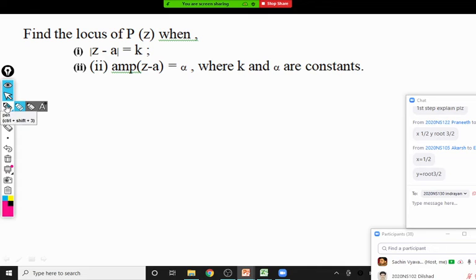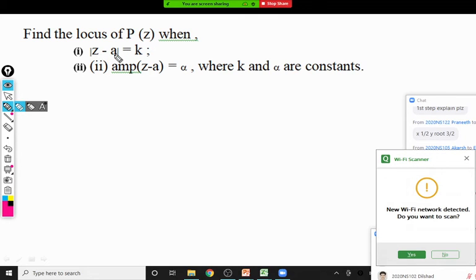Now, the second part is the questions on the locus. The question is: find the locus, that is, the point z which satisfies this equation. We have to find out what curve represents this equation of z. Generally, we have the equation in terms of x and y. We know the standard equations like y equal to mx plus c represents a straight line. Here, we have to check what mod z minus a equal to k represents.